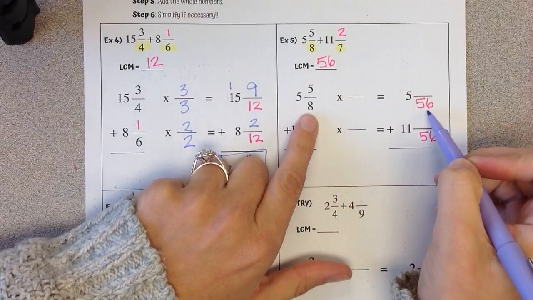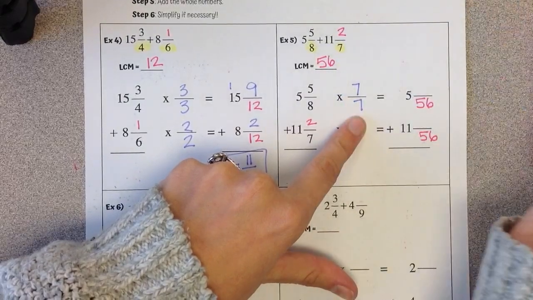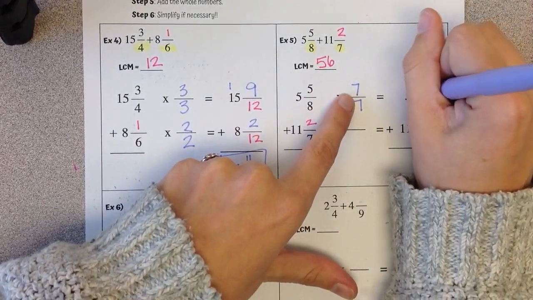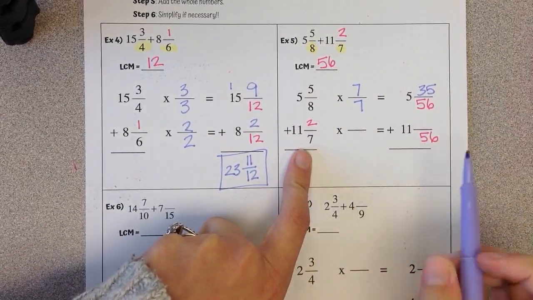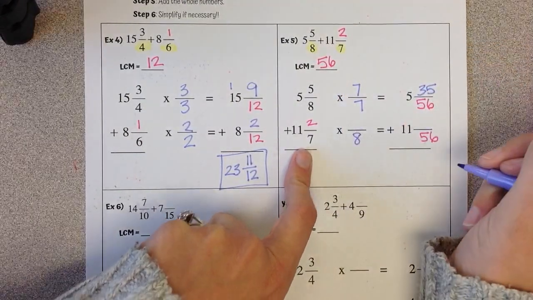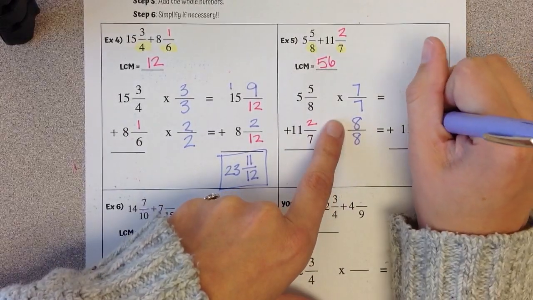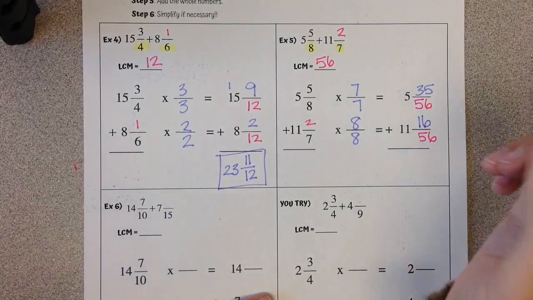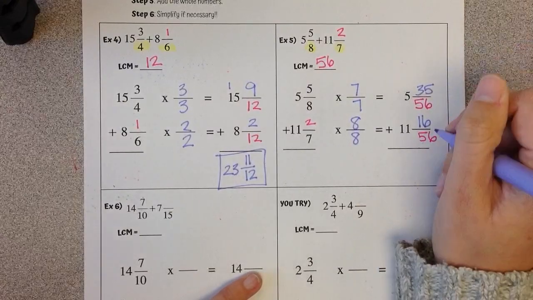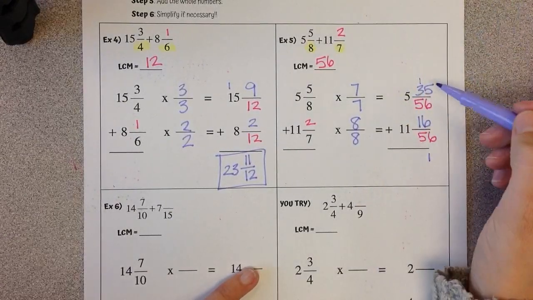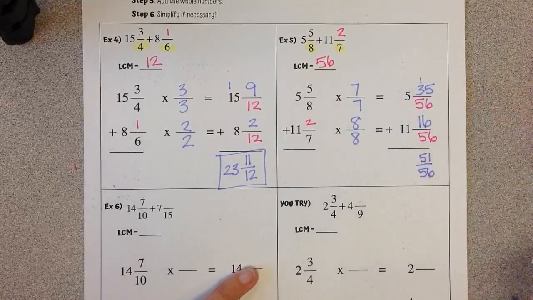8 times what will give us 56? 8 times 7. If I multiply the bottom by 7, I need to multiply the top by 7. 5 times 7 is 35. For the bottom fraction, 7 times what is 56? 7 times 8. If I multiply the bottom by 8, I need to multiply the top by 8. 2 times 8 is 16. Now we can add. We're adding our numerators. 35 plus 16. Well, 5 plus 6 is 11. Carry the 1. 1 plus 3 is 4, plus 1 is 5 over our denominator of 56.